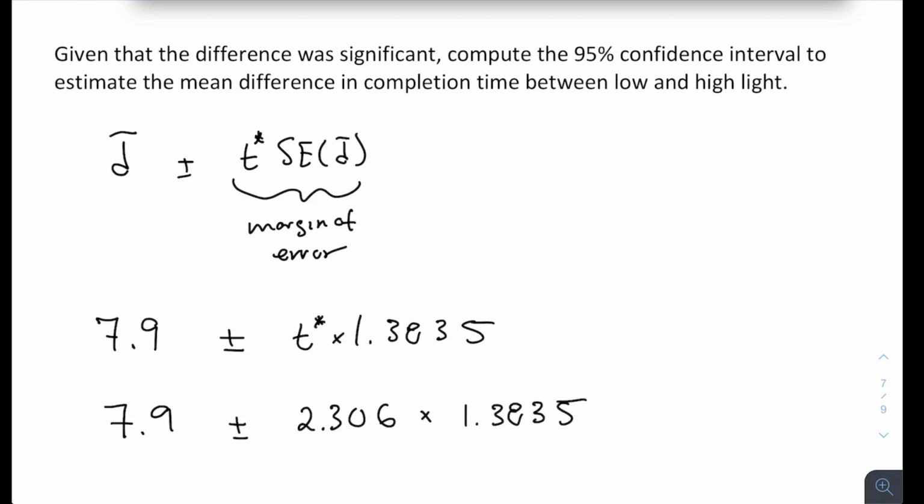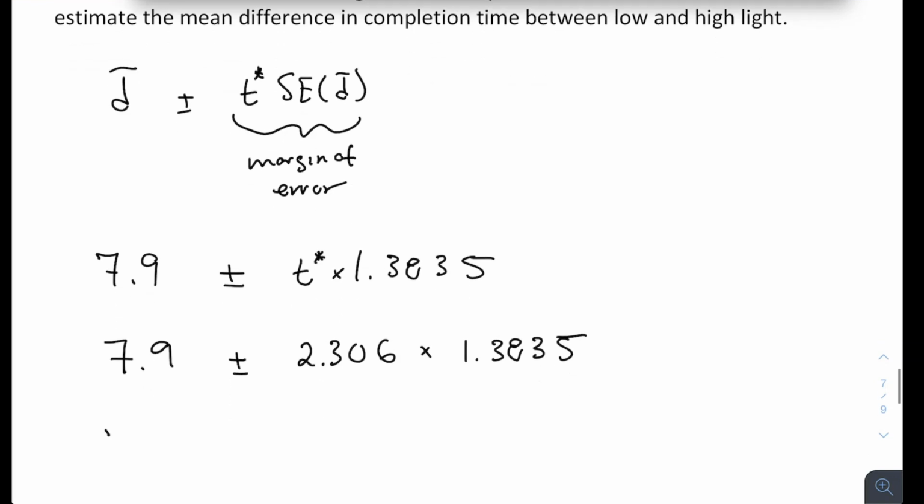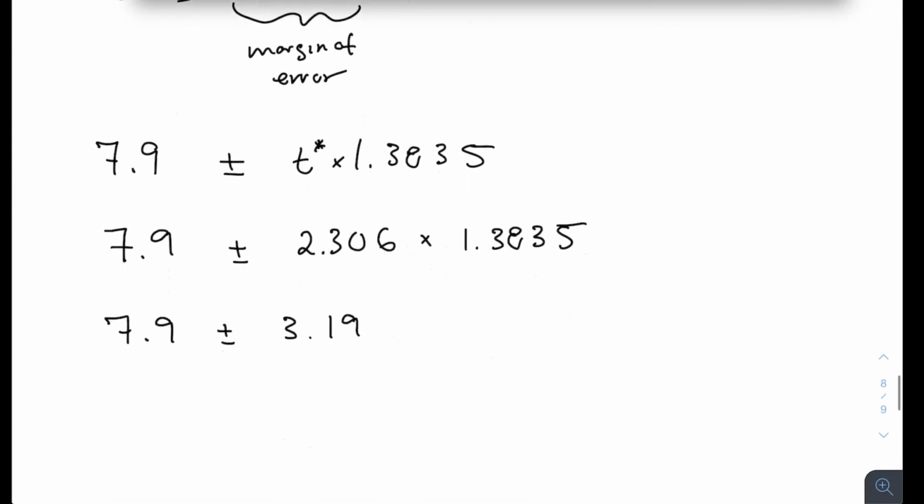So the margin of error then is 3.19. 2.306 times 1.38. And I subtract that, I get 4.7. I add it, I get 11.1. So here is my best guess for what the true mean difference is between high and low light task completion environments. I think it's somewhere between 4.7 and 11.1 seconds. Let's now interpret this interval in full context and wrap up this problem.